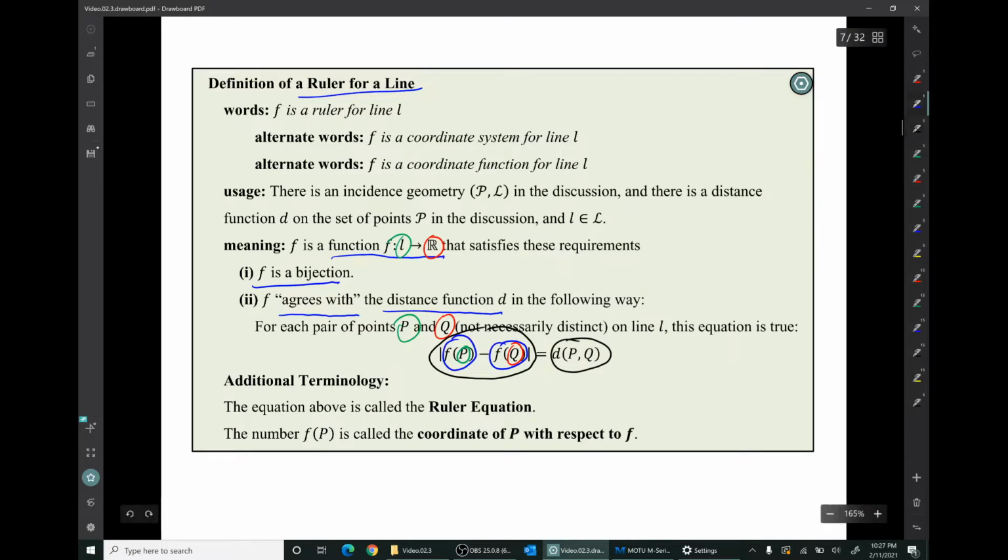a distance function. So you have one function called f, that's a ruler for a line L, and you have this other function that's the function d, that's the distance function for the geometry. This equation is called the ruler equation. The number f of P is called the coordinate of P with respect to f.